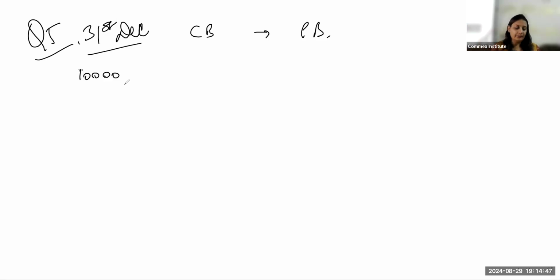A check of 500 issued in favor of Karan but has not been presented for payment. So the cashier, as soon as he gave the check to Karan, deducted it. But the banker has not made the payment. So the banker's balance is still higher. He has not made this payment. So we'll add it.